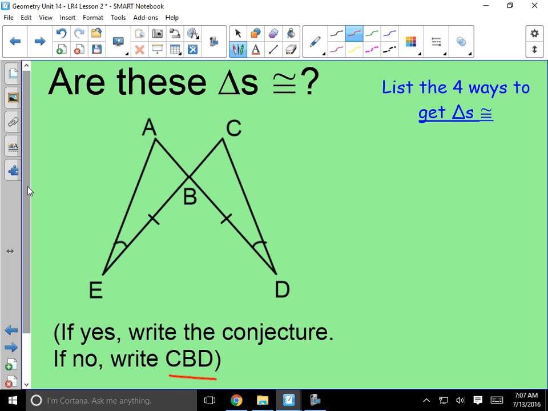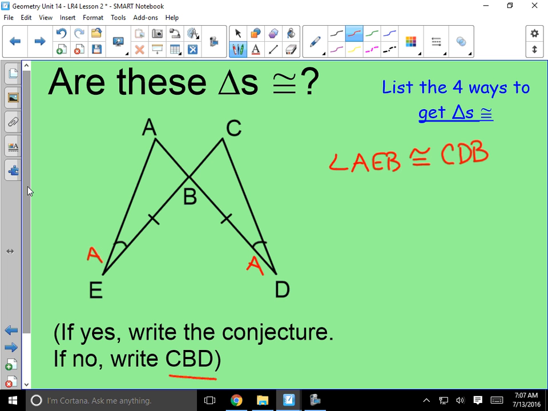Okay, so now, what do we know right off the bat? We know that angle AEB is congruent to angle CDB. Remember, you have to name them in the correct order. And that's something that's given to us. So we're given an angle and an angle.